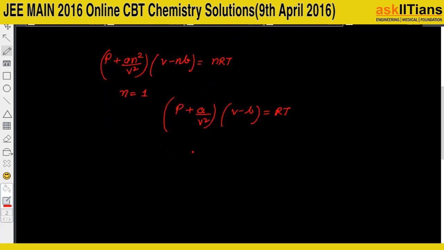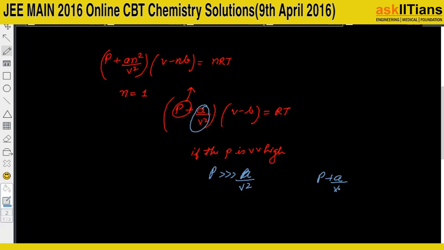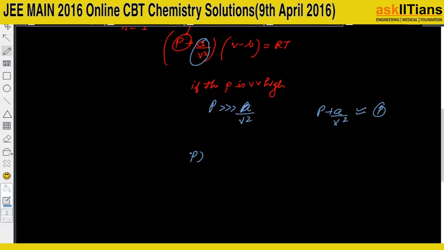Now we can say that if the pressure is very high, if the value of P is very high, then the second term, which is nothing but an²/V², will be a very small value. So P will be greater than a/V², and hence P + a/V² can be approximately written as P only. So our final equation becomes P(V − b) = RT. On solving it, I can say PV − Pb = RT.